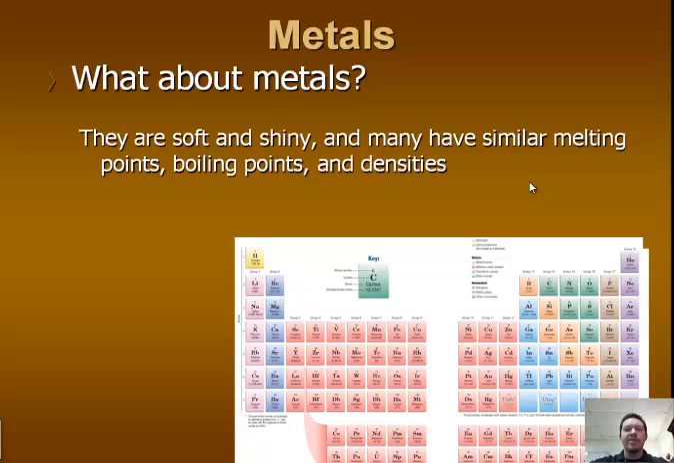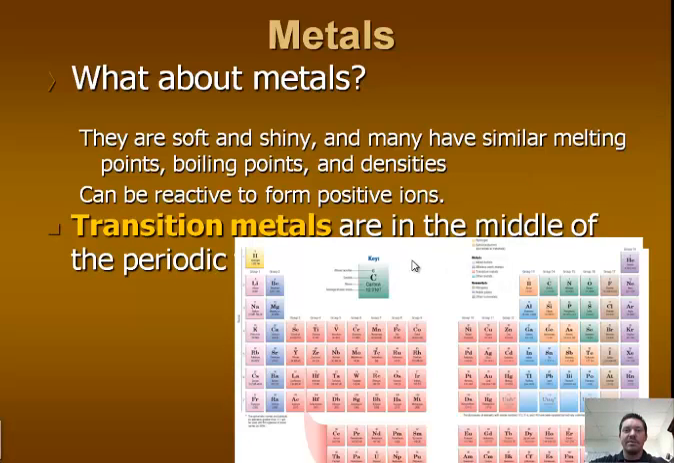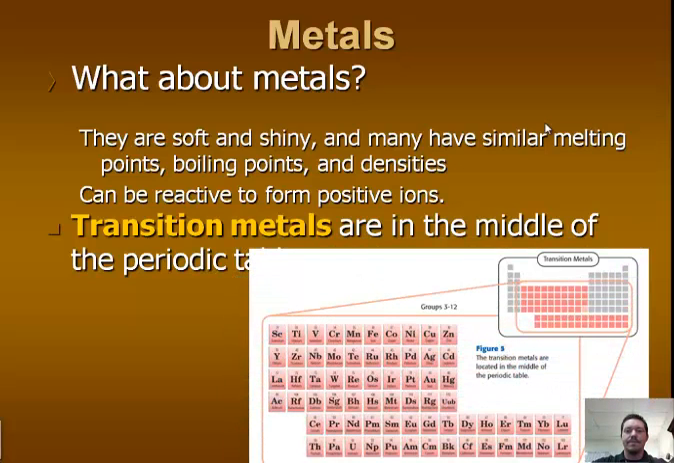So we're going to look at these families a little bit more. Metals are soft and shiny. They have many similar melting points, boiling points, and densities. They can be reactive to form positive ions. And transition metals are in the middle of the periodic table. So these red ones in the middle here are referred to as transition metals. Or if we just take it out of the periodic table form, you can just see those transition metals.